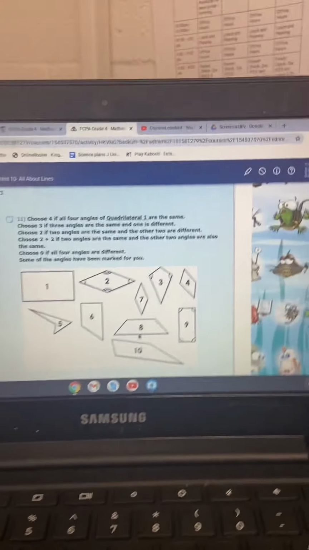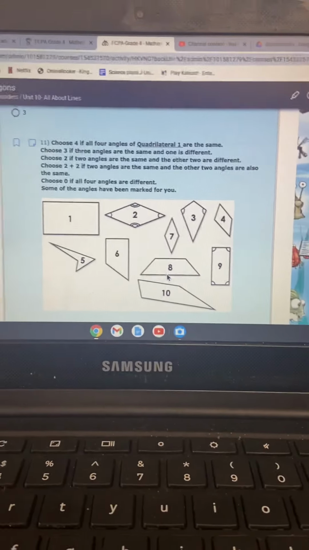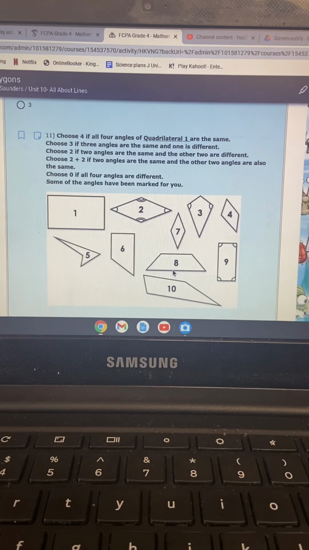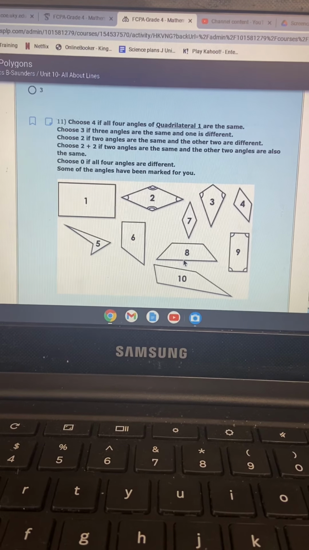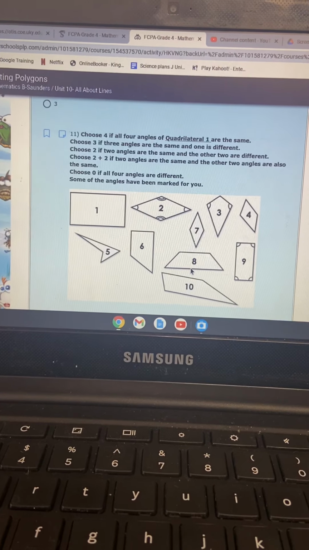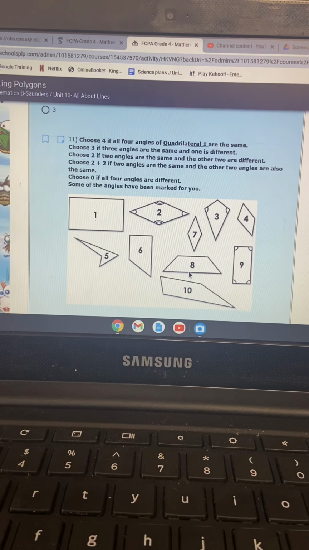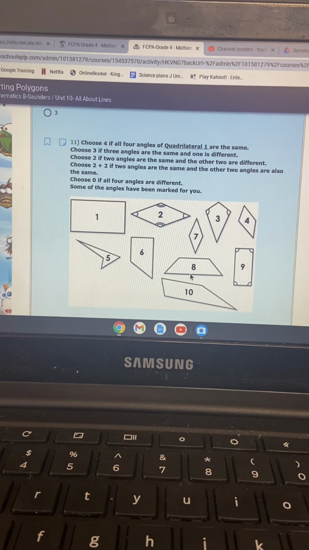So we have just done a little over half of your lesson together. So make sure you're looking at the angle measures, figuring out which angles, how many angles are the same in the triangles and then in the quadrilaterals.